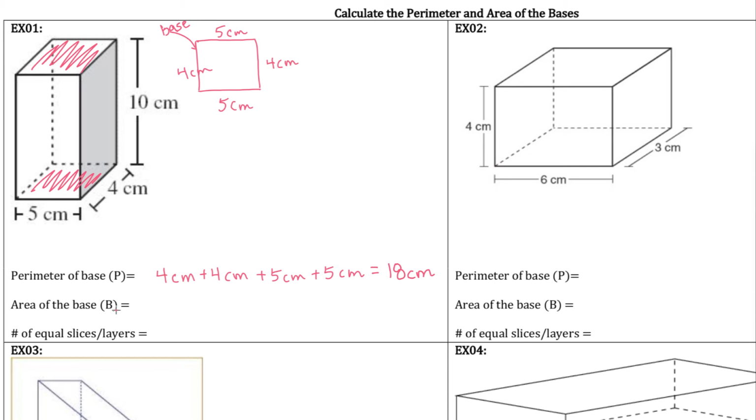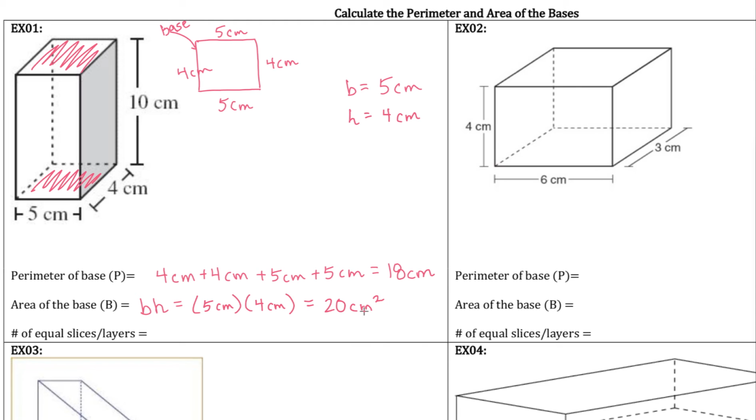So let's find the area, which is capital B, area of the base. Area of the base will be, remember this is a rectangle, so it's going to be base times height. So our base is 5 centimeters. Our height is 4 centimeters. So we get 5 centimeters times 4 centimeters is 20. 5 times 4 is 20. Centimeters times centimeters is centimeters to the second power.